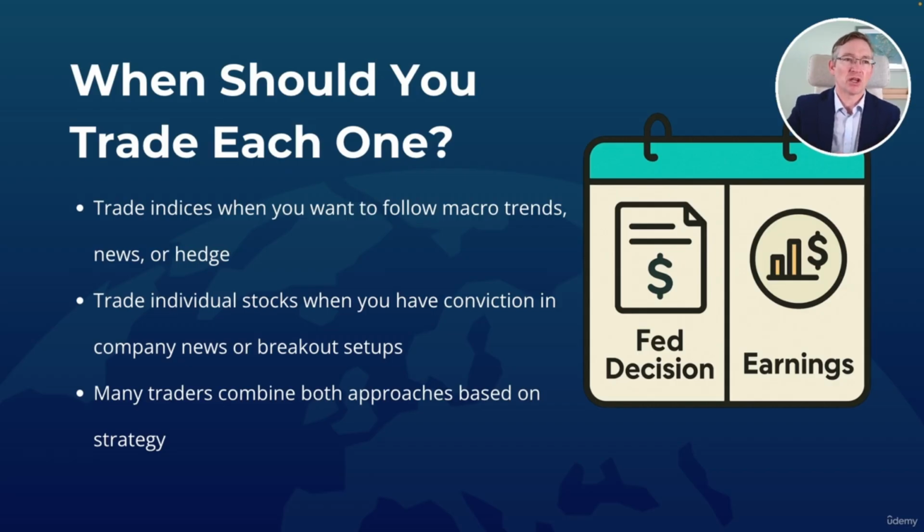So, to summarize what we've been looking at, indices tend to give you stability and macro exposure. Stocks give you focus and more potential upside, not guaranteed, and more potential downside. But once you understand when to use each one, you're going to have far more control over your trading outcomes. And as I said at the start of this lesson, I combine both in my trading, and the key to doing that is understanding which approach is suitable for which occasion.